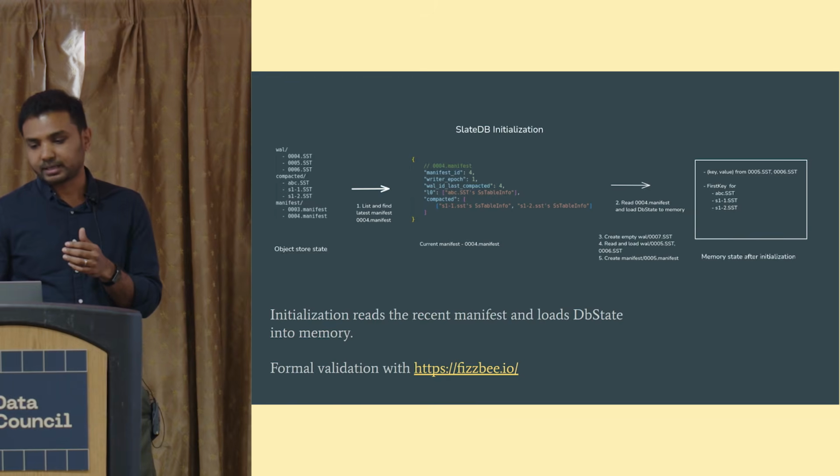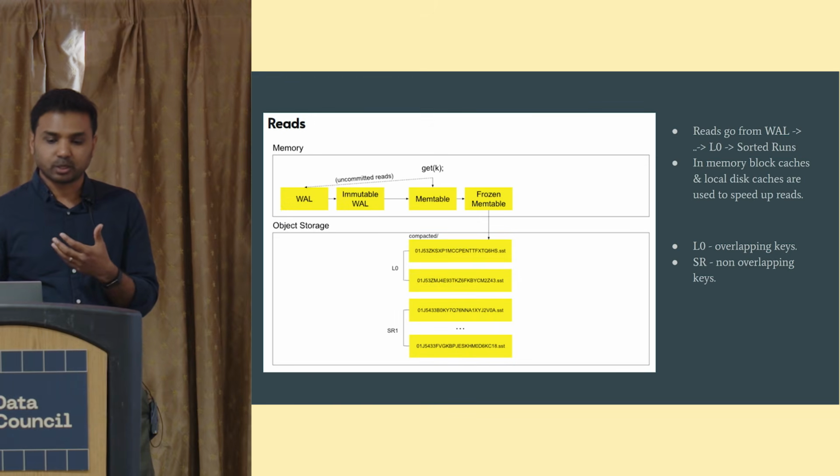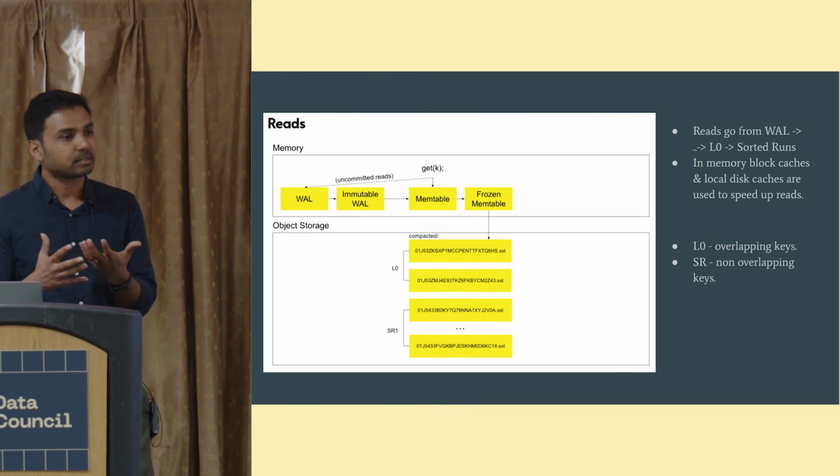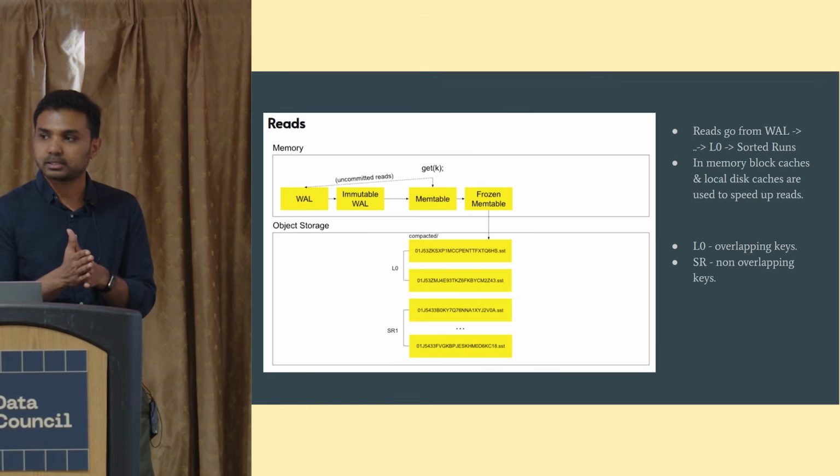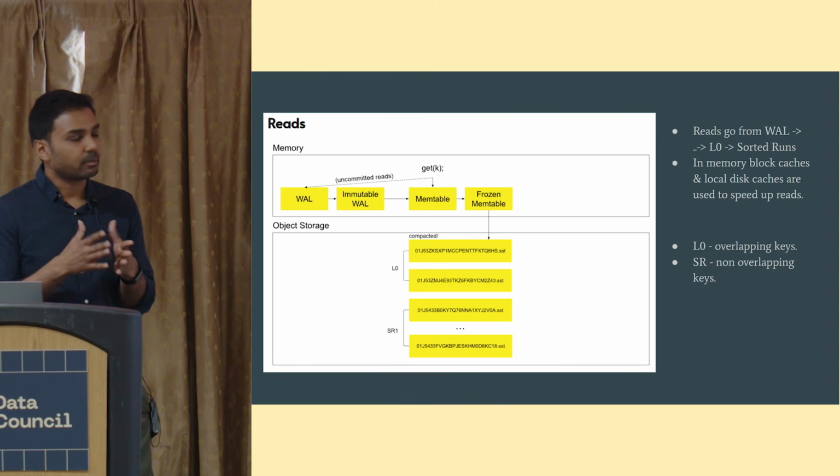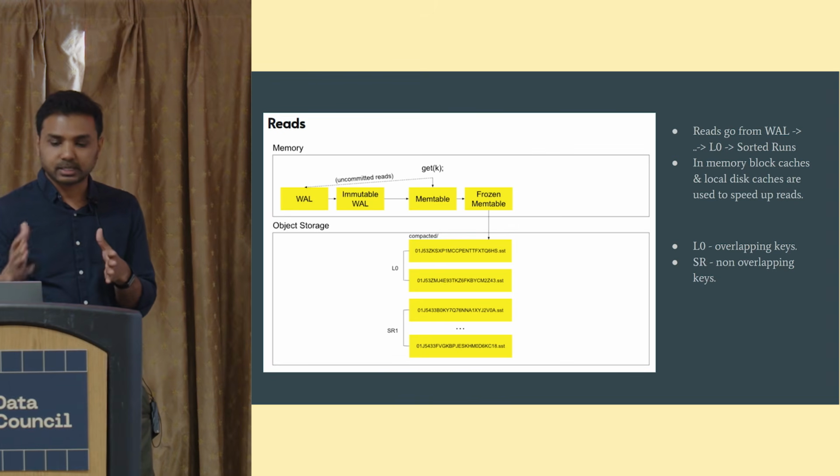So the way that read is going to work is it's going to go level by level. There are 2 kinds of reads that are supported. One is uncommitted read, and second is committed read. Uncommitted read serves data that is in memory as well. Committed read only serves data that is persisted to object store.